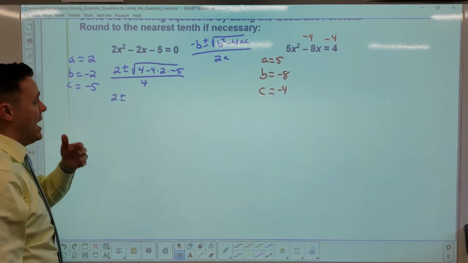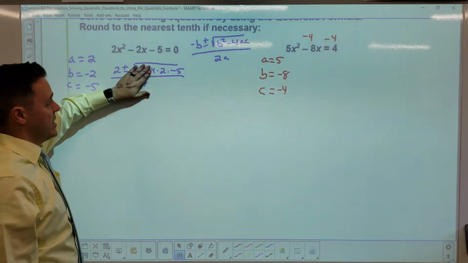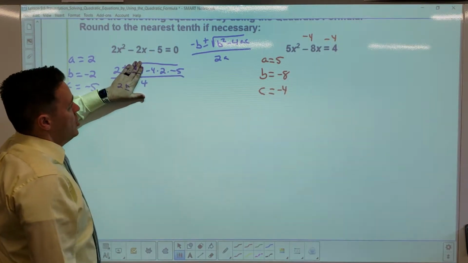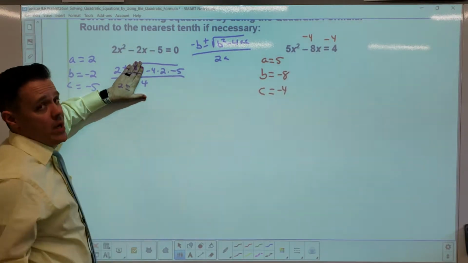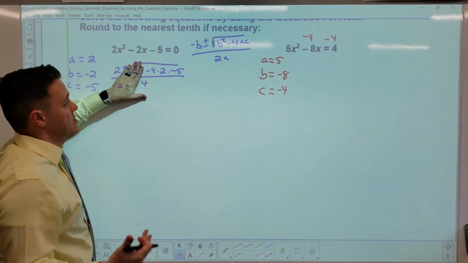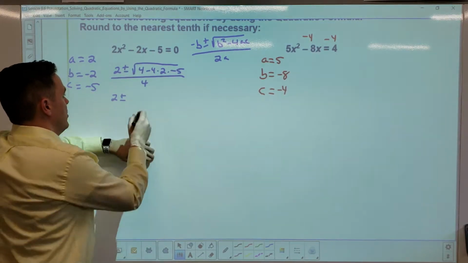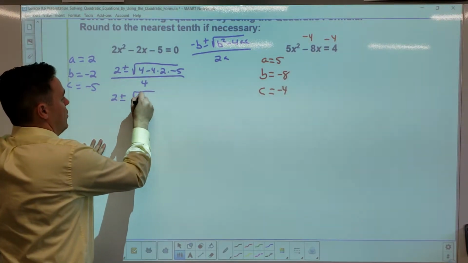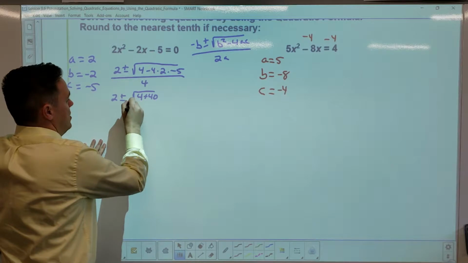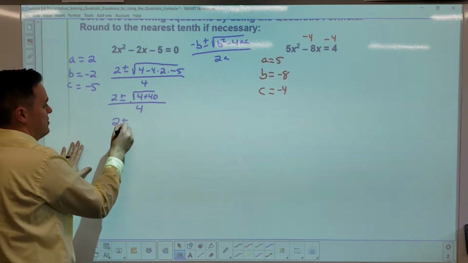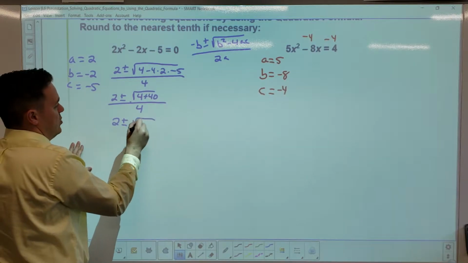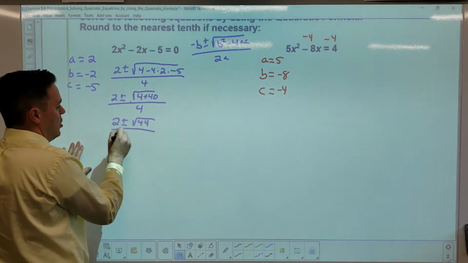Now, I'm going to do all this math in my head. So let's work on this. So, knowing this, -4 times -5 is 20. 20 times 2 is 40. So it would be 4 plus 40 all over 4. Or it'd be 2 plus or minus square root of 44 all over 4.